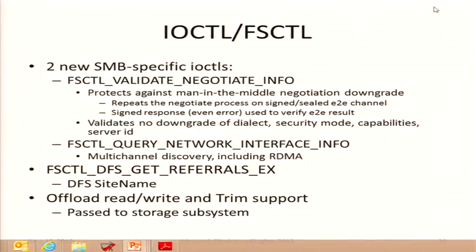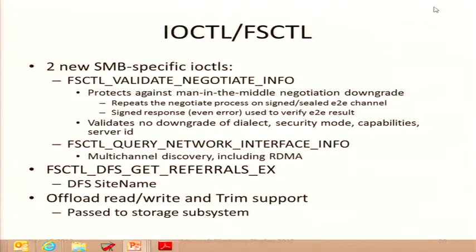IOCTL and FSCTL, there are 2 new SMB-specific IOCTLs. These are originated from the client itself, not from the application above the client. FSCTL validate negotiate info protects against a man-in-the-middle negotiation downgrade. Right? You could intercept the negotiate request, chop off SMB2, and downgrade the client to SMB1 and lose all the features. Right? So the validate negotiate info is an end-to-end negotiate that's responded to by the server. Its goal is to validate that there was no downgrade of the dialect or security mode capabilities in server IP.